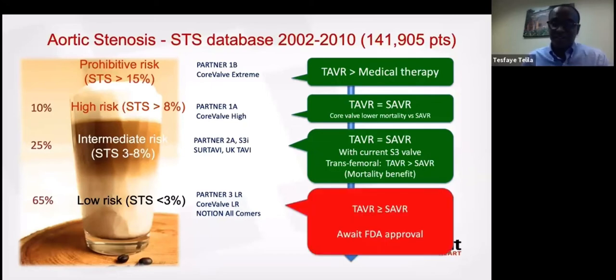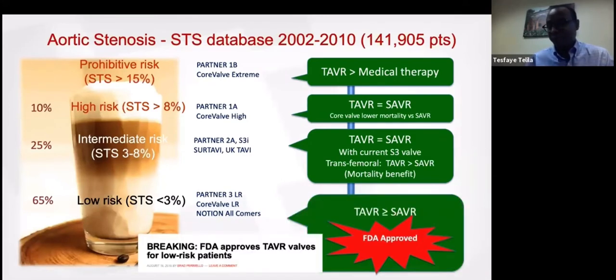And then recently, as you guys know, the PARTNER 3 trial actually compared low risk patients. These patients, even if they undergo surgery, their mortality is less than 3%. So they compared those low risk patients for surgery versus TAVR. And as you might imagine, TAVR came out just as good. So FDA approved TAVR for the whole spectrum of risk, from low risk to intermediate risk to high risk to prohibitive risk, very recently, in August 2019.